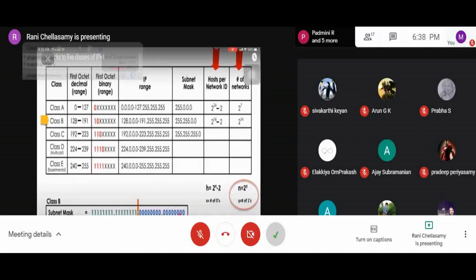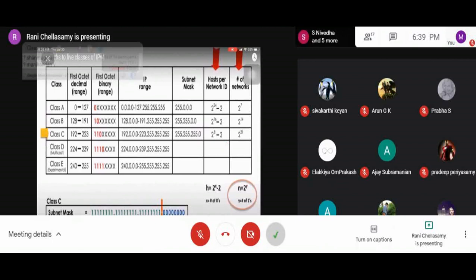Okay, and coming on to class C, you have 24 ones in the subnet mask of class C, and only the last portion, that is the host portion, has only 8 zeros. So the count of zeros is only 8. So 2 power 8 minus 2 will be the hosts per network ID. In this manner you have to fill all the values in hosts per network ID.